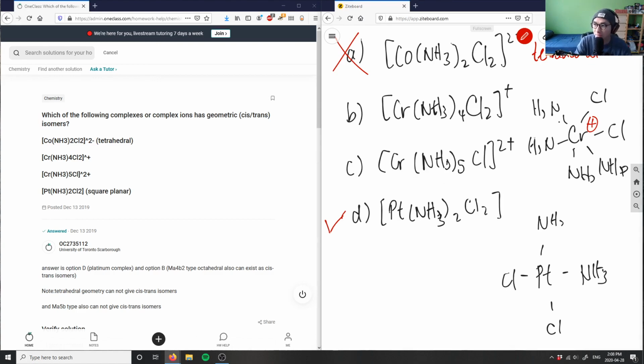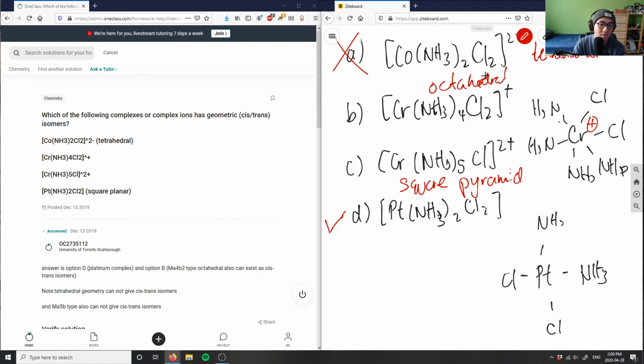Just give me a second. Let me bring up VSEPR theory and check that for you as well. There's a chart that says which geometry it would be. So this one here, with the 2+ charge, would give you a square pyramid. So C would have a square pyramid type of shape, and B would be octahedral in shape.